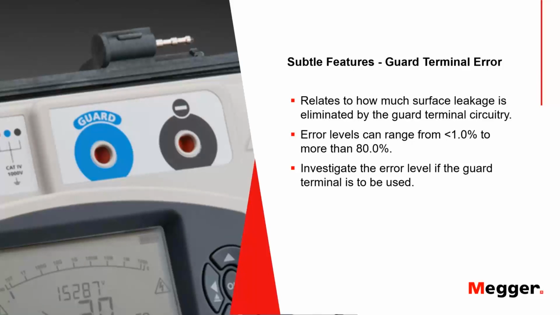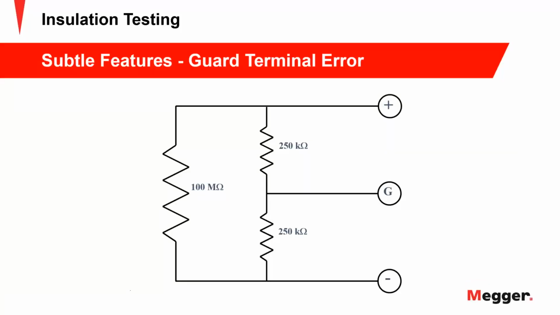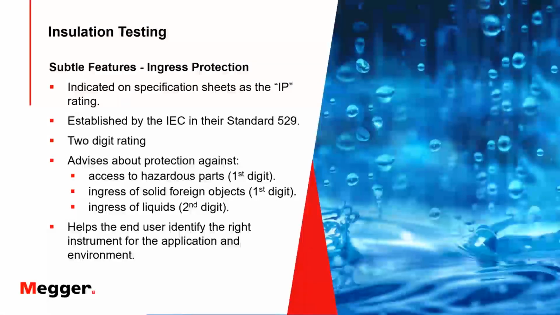And next, we'll take a look at this, you can do the arithmetic on here, but this can show you how much your guard terminal can contribute to degrading your reading. So that's why you want to have minimal guard terminal error. Next. Okay, and I think this is our last consideration, and we can go to questions.